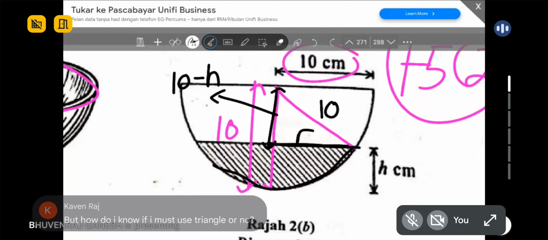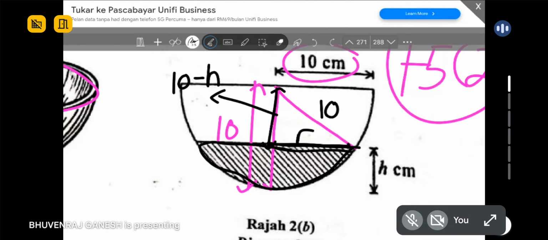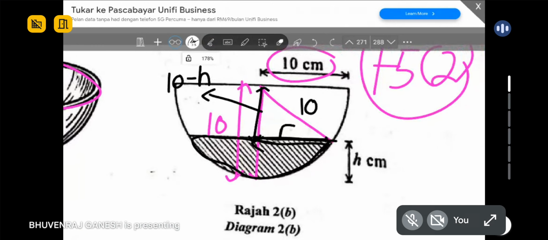Okay, sekarang kita nak cari luas permukaan yang ni saja, guys. Only the black one, yang hitam. So yang ni adalah jejari dia. Faham? Do you guys see it? How do we know I must use triangle? From today onwards, when you see this kind of question, you must draw a triangle. Okay guys? Mulai hari ni, kalau nampak soalan macam ni, terus first concept datang, lukis segitiga.